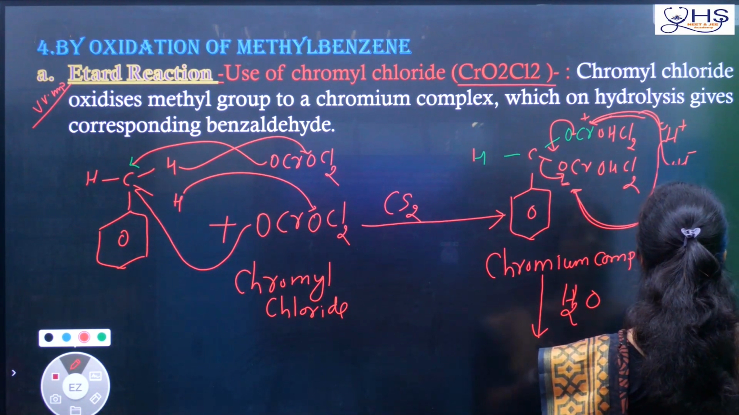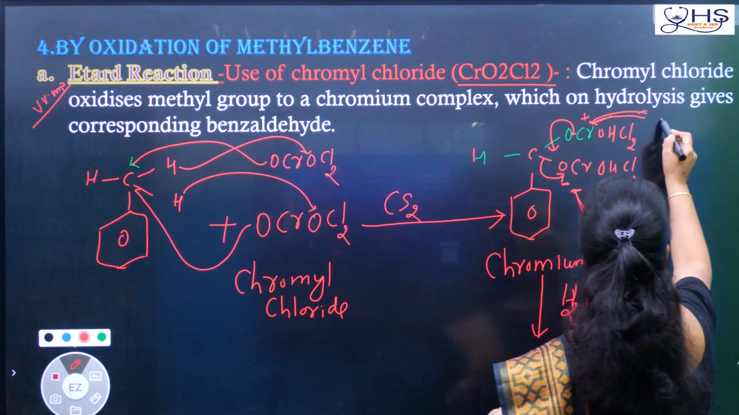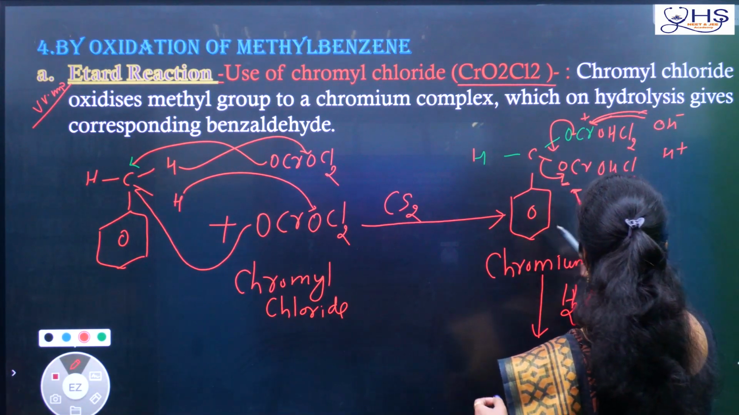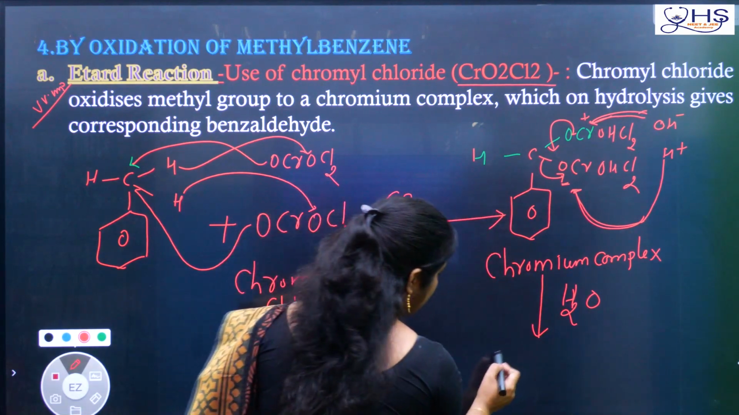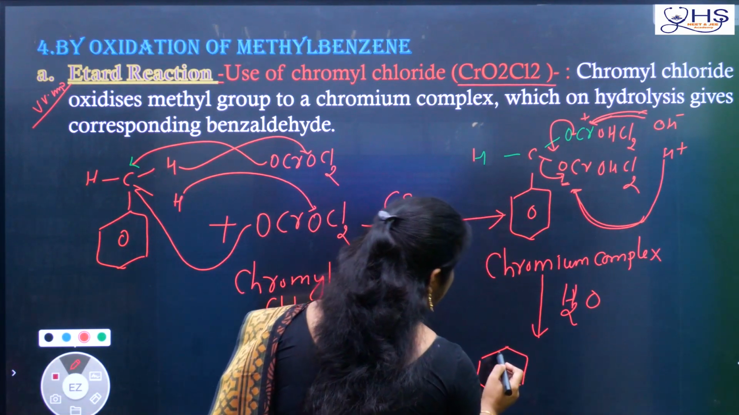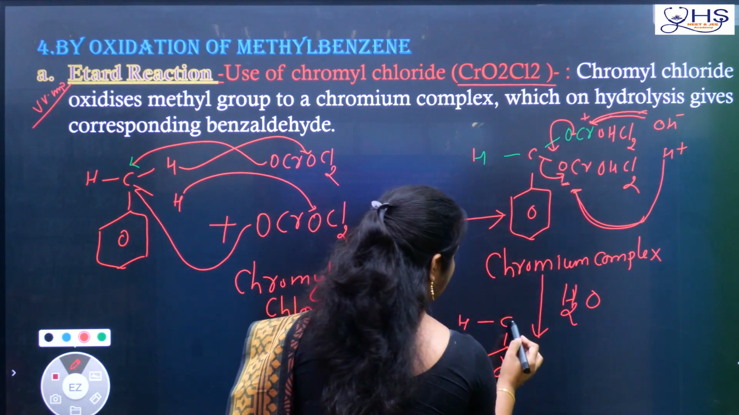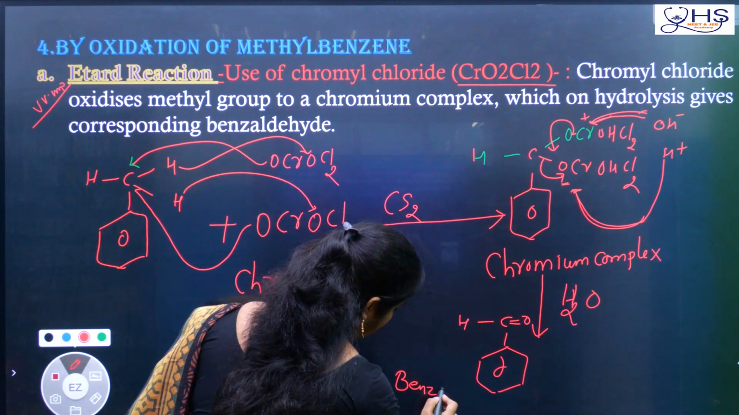So, what is the product formed? Again I will be writing. Here OH minus, and you have H plus from the water. So, OH minus will go with chromium plus and H plus will go with O minus. So, what is the product? Here our main product is the benzene ring and carbon, here hydrogen. Now, see C double bond O. So, I have shifted now. What is this? Benzaldehyde. This is benzaldehyde.